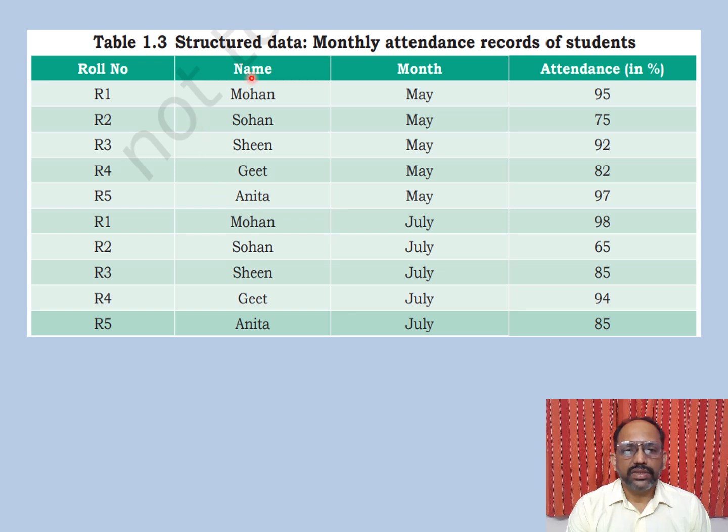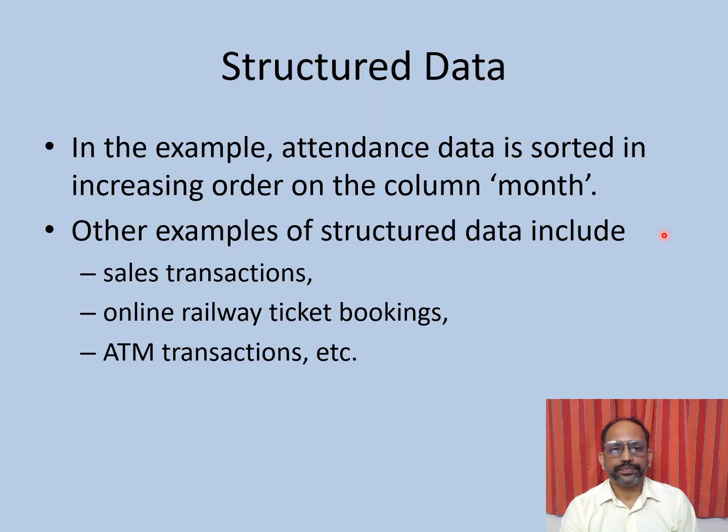So suppose I order it based on the name, Anita would have come in the first row, but it is not organized based on the name of the student either. If you look at the month, you'll see May, May, May. After that, July, July, July is there. So this column is considered to organize the data. To collect month wise, this structured data is organized based on the month column, isn't it?